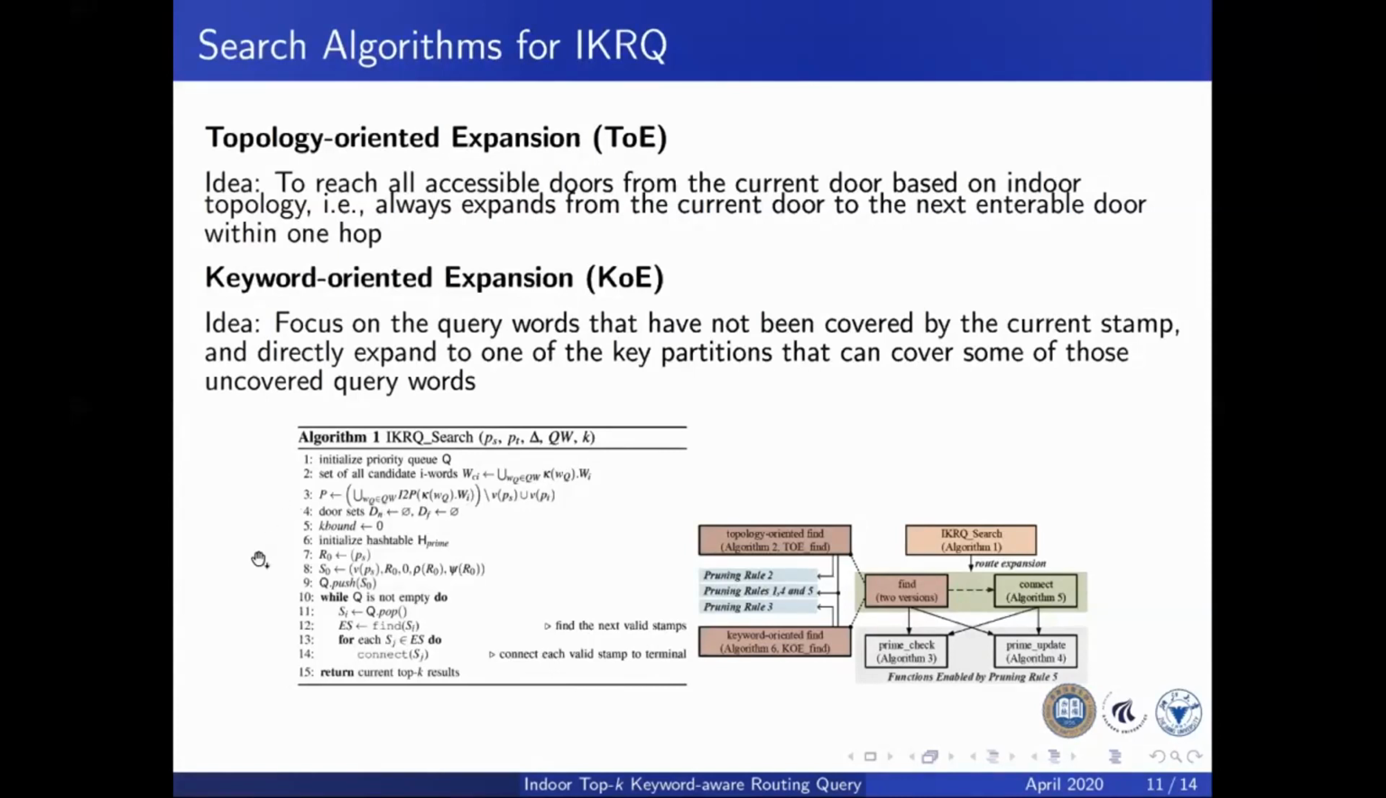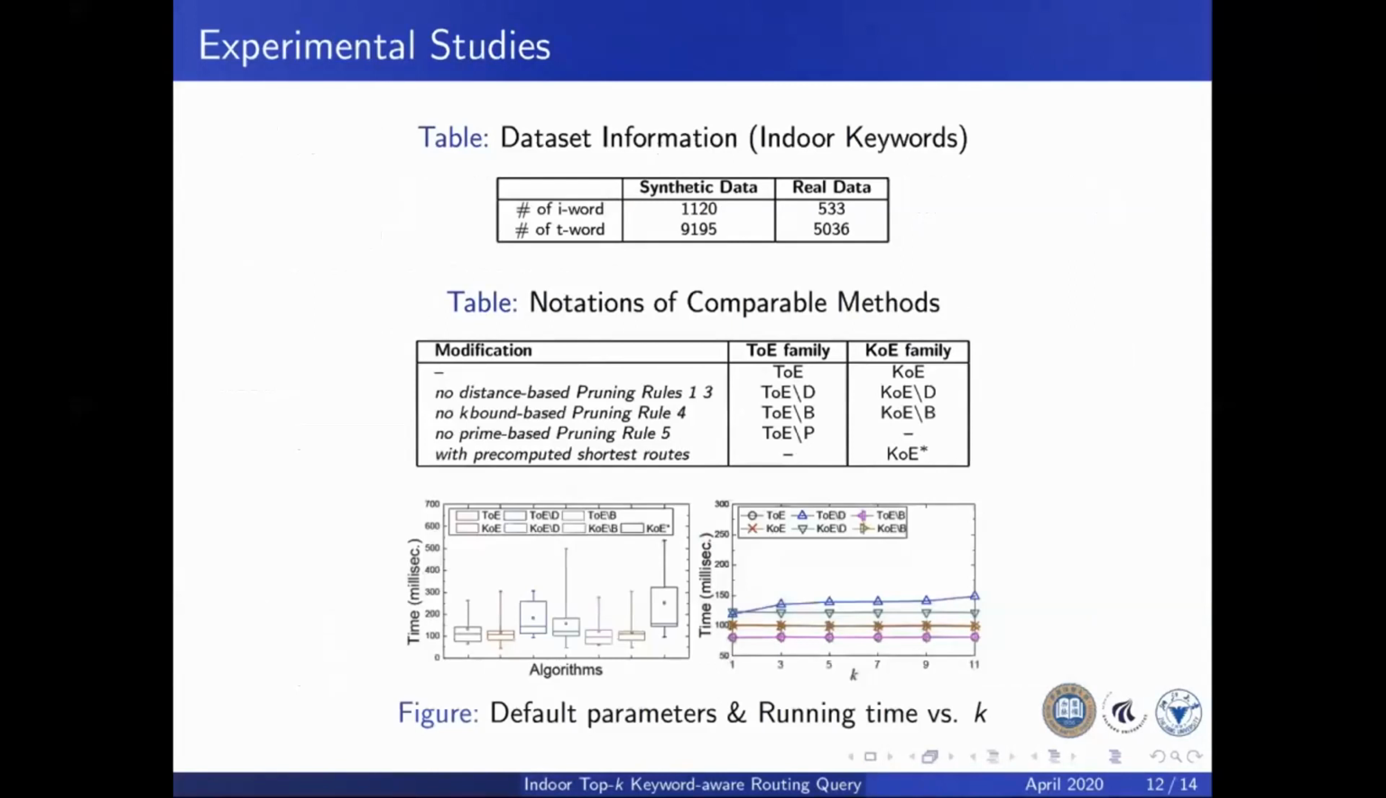And let's move to experimental studies. We do experimental studies on both synthetic and real data. We use this data to evaluate the TOE, KOE, and their variants. Specifically, TOE without D and KOE without D involve no pruning rules based on the distance constraint. And TOE without B and KOE without B skip the K-bound-based pruning rule. And TOE without P skips the prime-based pruning rules. But this variant does not apply to KOE because KOE is formulated based on prime rows.